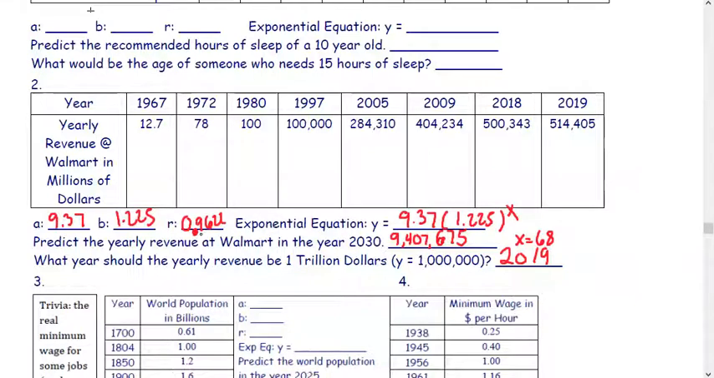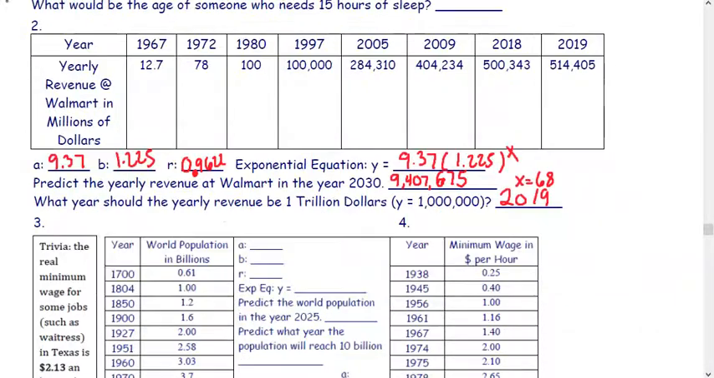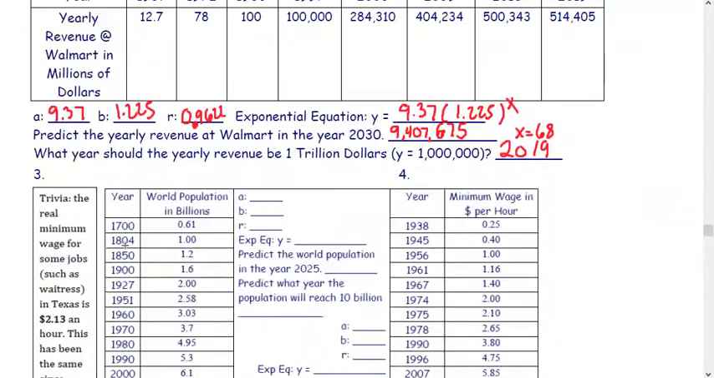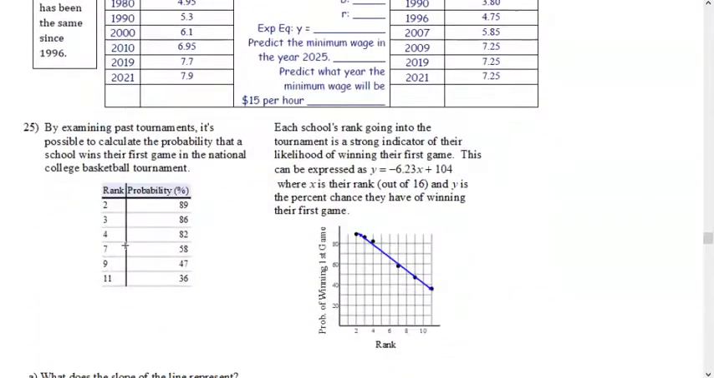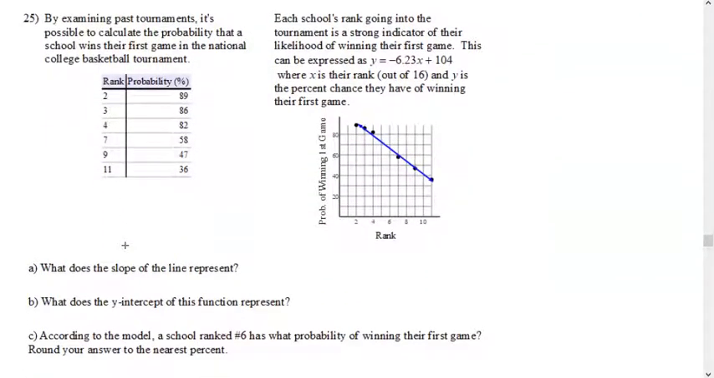That's why the R is not like 1. It also is showing that the growth is slowing down as we get further and further into these next years. Alright, so do these other 2 problems on your own. Well, other 3 problems. And then let's look at these real quick.